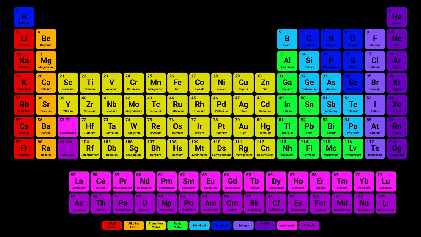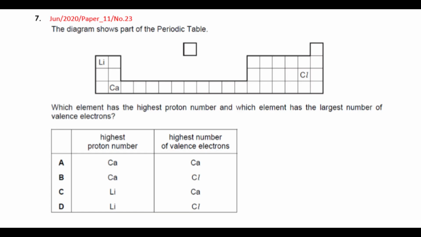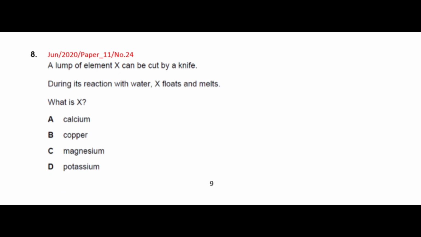Here chlorine belongs to the 7th group, so of course chlorine is the answer for the valence electrons, because it belongs to the 7th group, so it will have 7 valence electrons, the largest number. And what would be the highest proton number? As we see, calcium has the highest proton number, which is 20. So bravo is the answer for this question, because calcium has the highest proton number and the highest number of valence electrons is in chlorine.